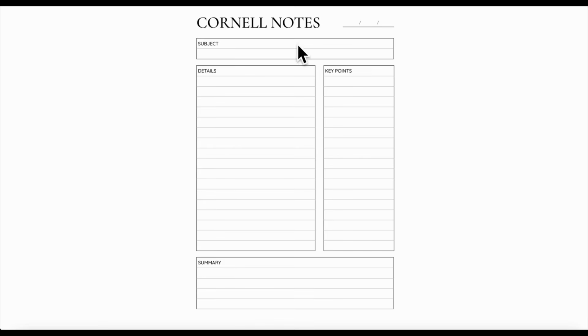You have a subject area at the top, which is maybe your topic or your subject or your essential questions. Then you have details, which are your notes that you're going to gather during lectures or videos in bulleted form or some kind of shorthand. And you're going to be adding key points over time as you study your notes, and then maybe a summary at the end. And many times you'll see these flip-flop, key points on the left and details on the right, if you're used to Cornell Notes.